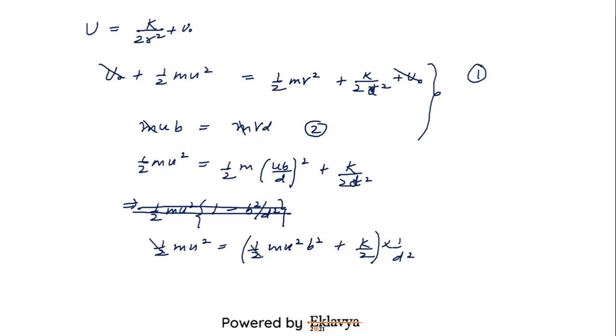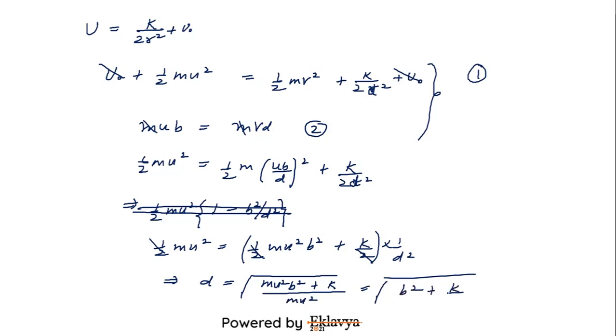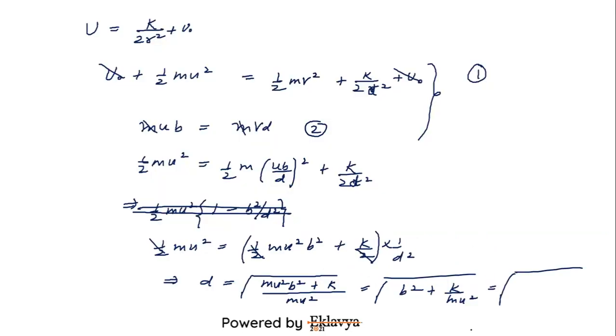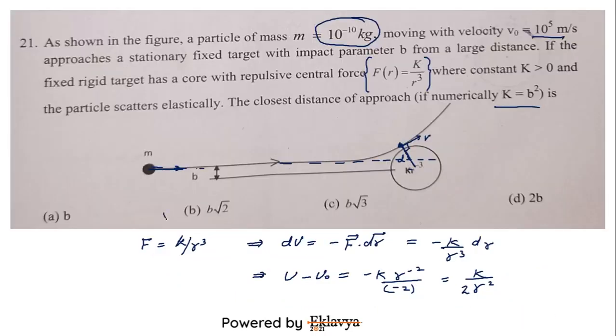We can cancel the halves as they are present in all the terms. So from here we can get d as root of (m u square b square plus k) divided by m u square, or you can say root of b square plus k by m u square. Now we have to substitute some values. The question says that k is equal to b square and mass is given to be 10 raised to the minus 10. V is also given. So the m v naught square product will become 1. So we are left with b square plus b square. That means it's root 2 times b. So option B will be the answer.